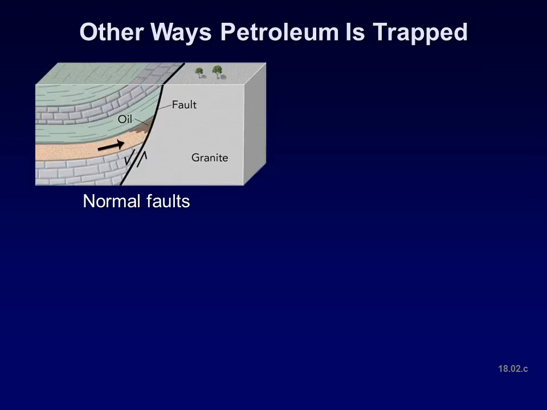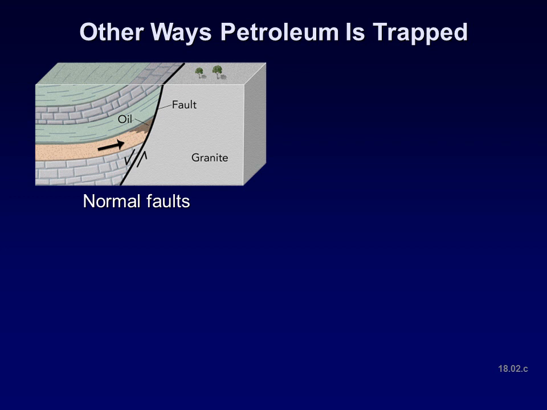Other ways petroleum is trapped. There are many other ways to trap petroleum. The bottom line is you need permeable rocks overlain or partly surrounded by impermeable ones. Okay, so all of these examples here are just that. They're permeable rock, overlain or partly surrounded by impermeable rocks. So let's take a look at some examples. We've got the normal fault. We have juxtaposed layers against impermeable granite.